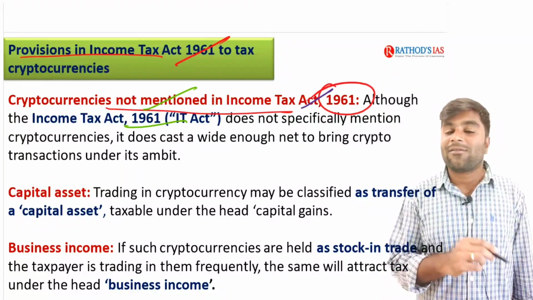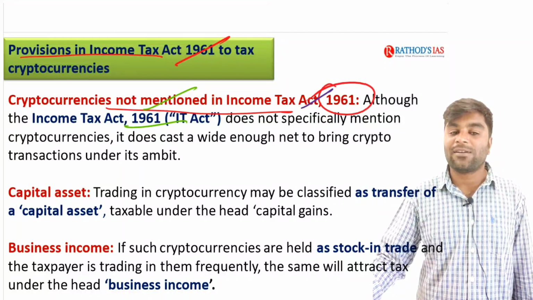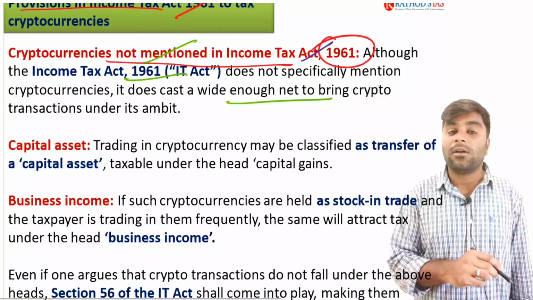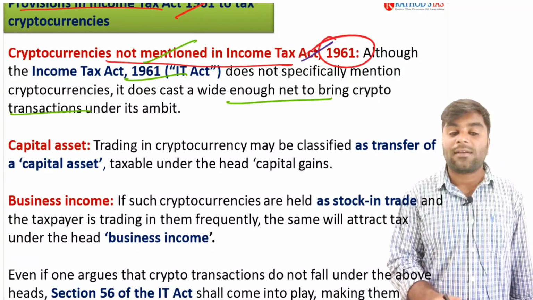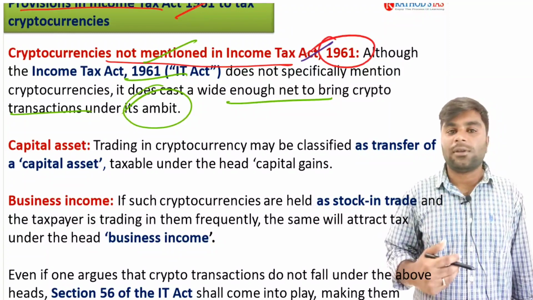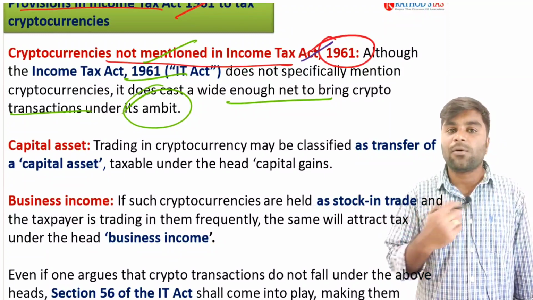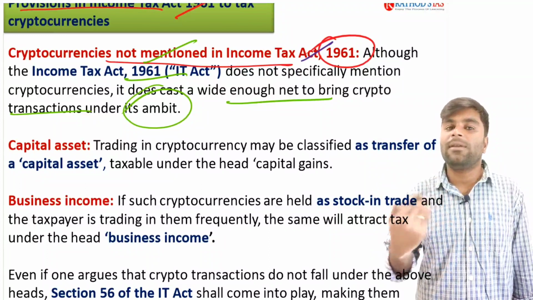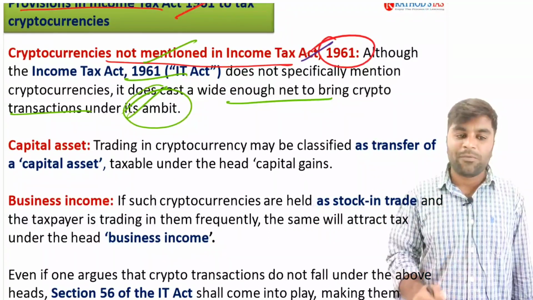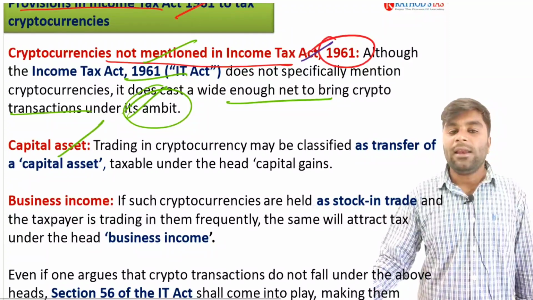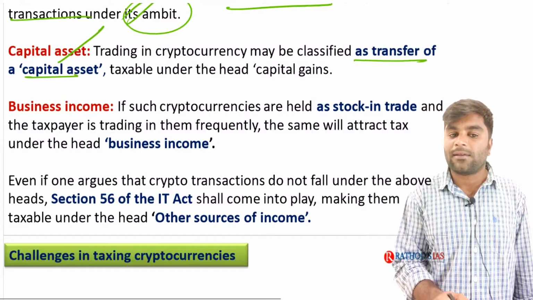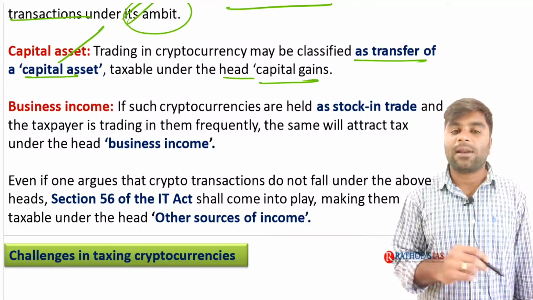Although the Income Tax Act of 1961 does not specifically mention cryptocurrencies, it does cast a wide enough net to bring crypto transactions under its ambit. If something comes, some power will be dedicated to the thing. Say for example, in case of citizenship in your polity, the power is given to the parliament by the constitution. Similarly, every act allows such kind of provisions, right? Now, trading in cryptocurrencies may be classified as a transfer of capital assets taxable under the head capital gains.